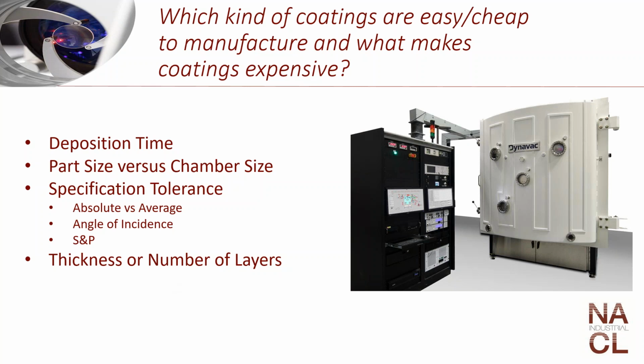So the easiest way to specify an inexpensive coating is to go with a coating that has an average requirement, be it reflection or transmission, a shorter operating wavelength, and a standard angle of incidence, and also measure it in randomly polarized light.